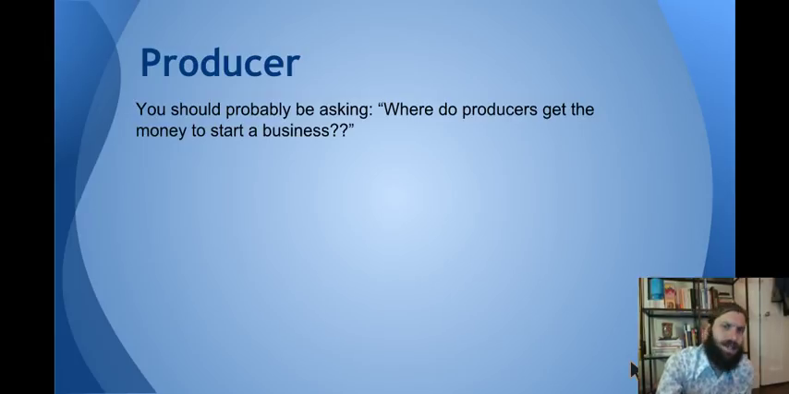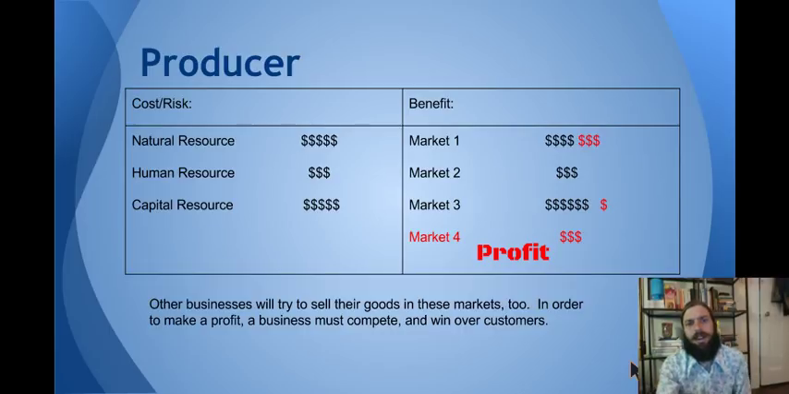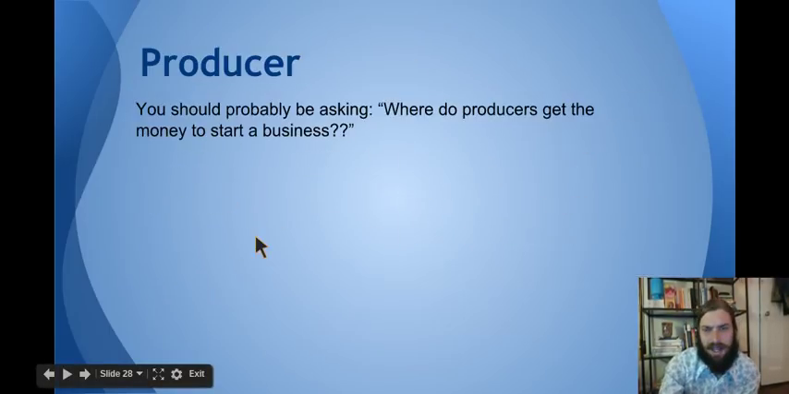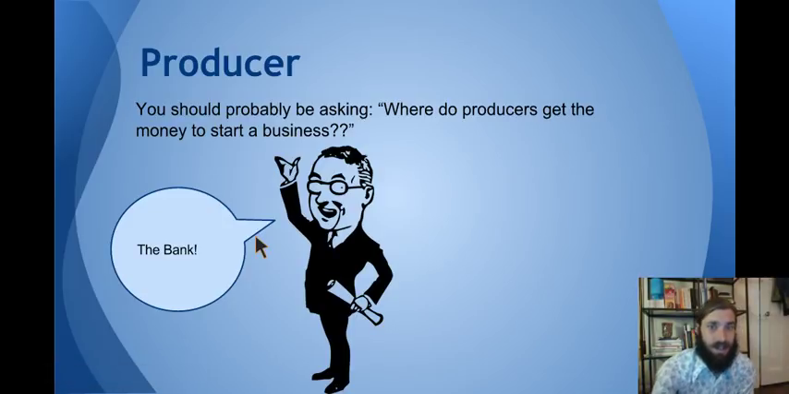So you should probably be asking at this point, where do producers get the money to start a business? If we go back, look at all this money they had to spend before they ever made any money. So where do they get that money? Well, businessman says the bank.